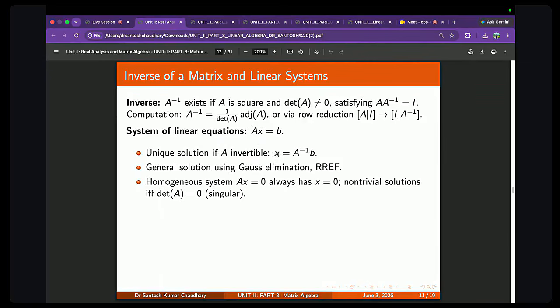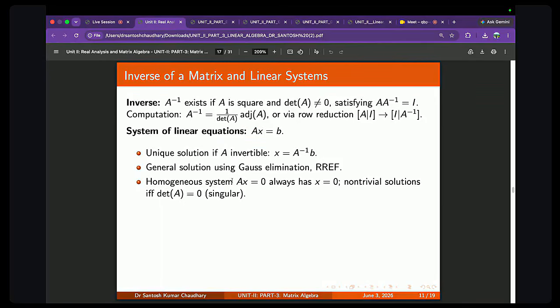And in that case, the solution will be X is equal to A inverse B. So the general solution using Gauss elimination, row reduced echelon form, we can calculate. So what is a homogeneous system? When you put B is equal to 0, this becomes a homogeneous system of equations.